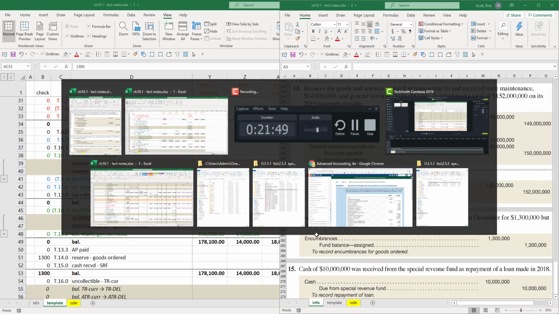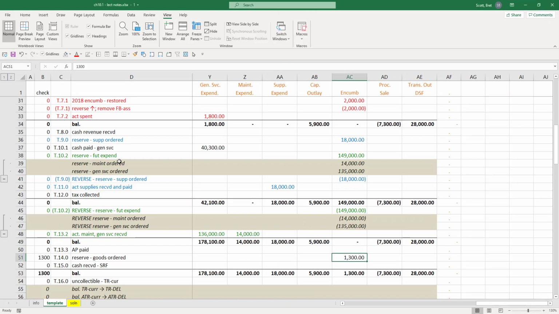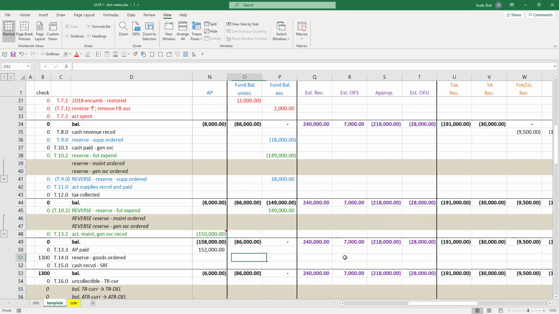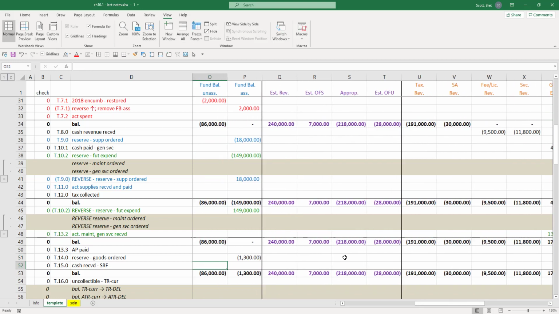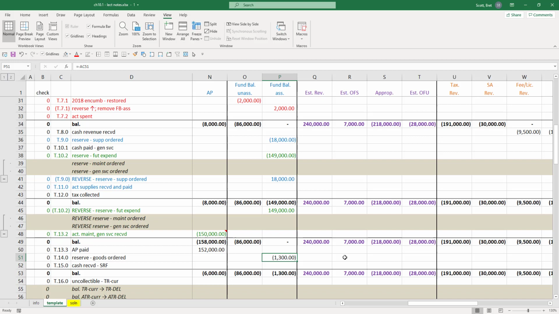1.3 million. And as I usually do with encumbrances, and you can look at previous examples where we did this, that process requires me to credit the assigned fund balance. So there it goes. Now, if this expenditure does not get realized, if we don't get those goods in 2019, then notice how the balance of 1.3 in the assigned fund balance will get carried over into 2020.